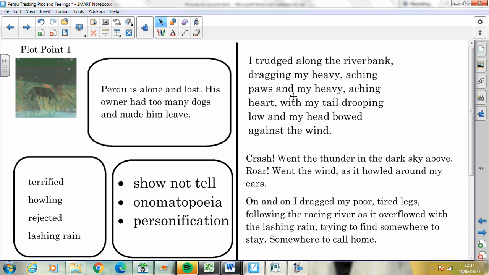So how about this for a story starter then? I trudged along the riverbank, dragging my heavy, aching paws and my heavy, aching heart, with my tail drooping low and my head bowed against the wind. Crash went the thunder in the dark sky above. Roar went the wind as it howled around my ears. On and on I dragged my poor tired legs, following the racing river as it overflowed with the lashing rain, trying to find somewhere to stay, somewhere to call home. Okay, so hopefully that has modelled for you how you can include your examples of show not tell, onomatopoeia and personification. This is my example at the start of the story.